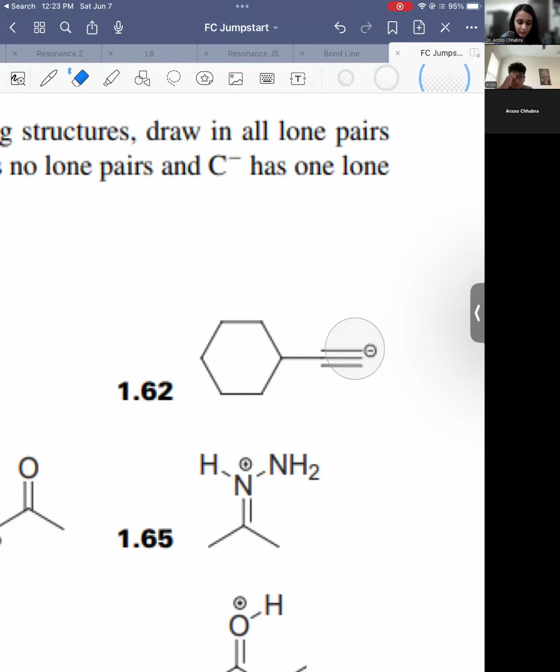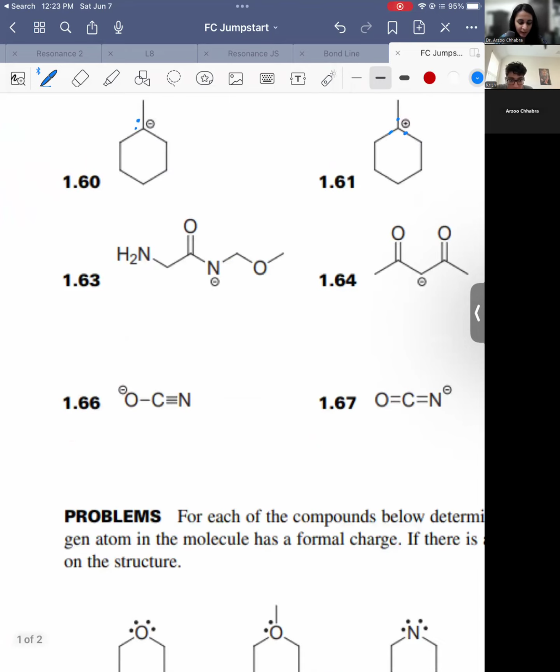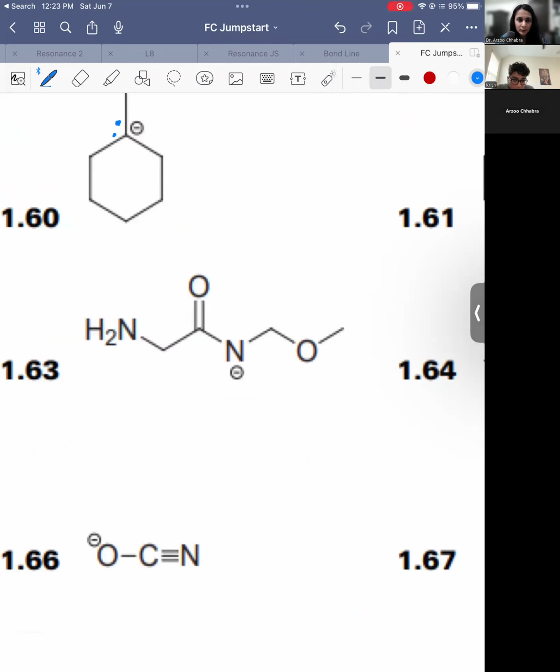Okay, what about, so let's move on from carbon to, let's say, nitrogen with a negative charge. So nitrogen has 5 valence electrons. This one has 2 lone pairs. That's right, 2 lone pairs.